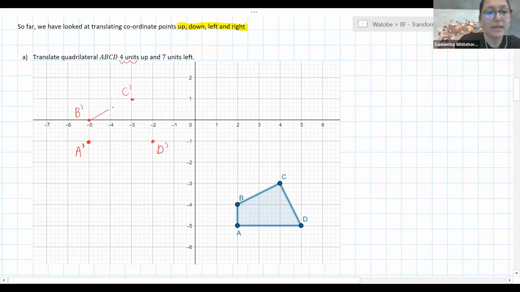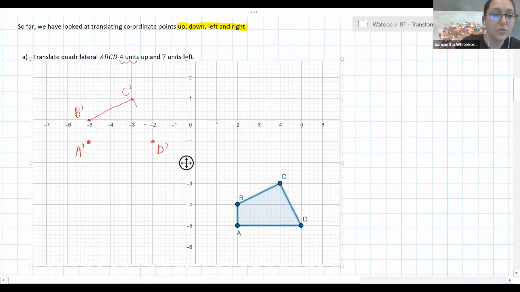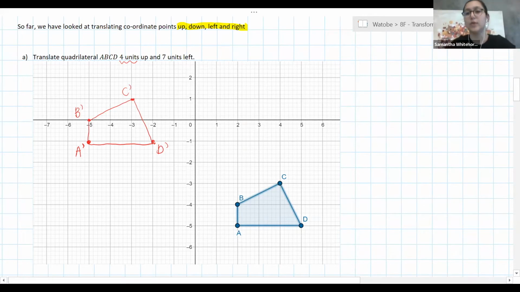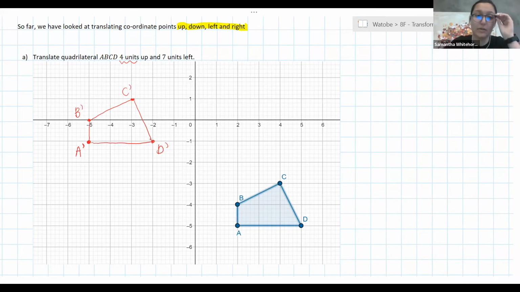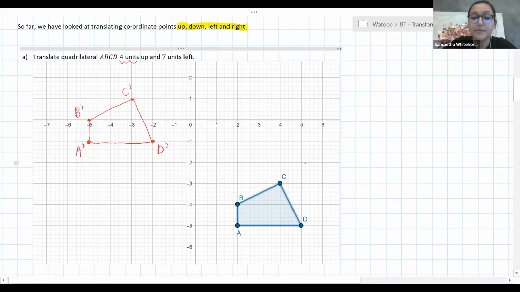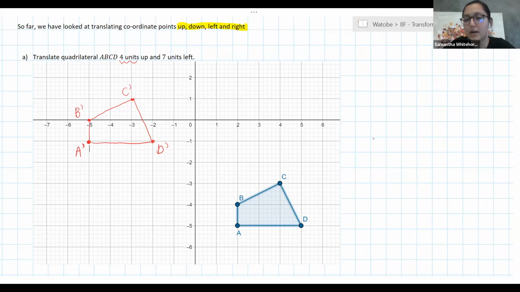Once I've done that, I can use my ruler and I can draw in my lines. I'm not using a ruler, you guys will use a ruler. And we'll draw in the lines to get the quadrilateral that we needed to translate or shift. Okay, so like I say, you guys will use a ruler. But essentially our translation is sliding my shape up, down, left, or right. Right, so take a screenshot if you need to.